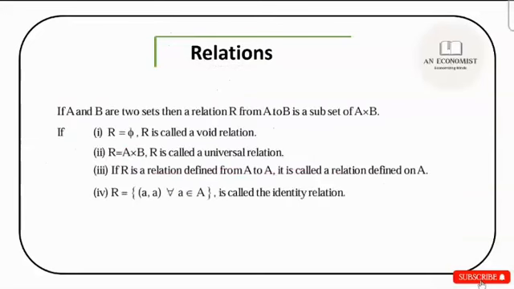Here are some things to note that I want you to know. First is that if R is ϕ, the empty set, then it is called the void relation. If you don't have any ordered pairs or any elements in the set R, then it is called a void relation. If R is exactly equal to A cross B, then R is called a universal relation. If R is a relation defined from A to A, it is called a relation defined on A.